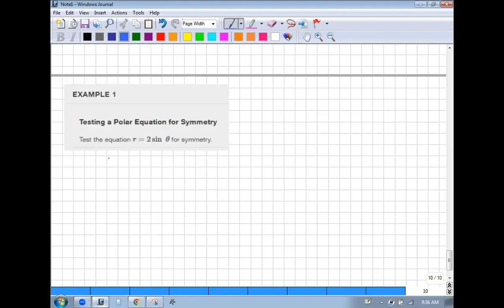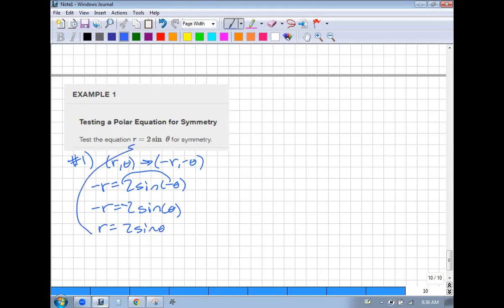All right, so let's do our test. The number 1 test is replace both of them with their negatives. If we did that, we would get negative r equals 2 sine of negative theta. This minus can come out, and then both those minuses can cancel. And this is the same thing we started off with. So we have symmetry about the y-axis. So that tells us whatever the graph looks like, it's symmetric about the y-axis.